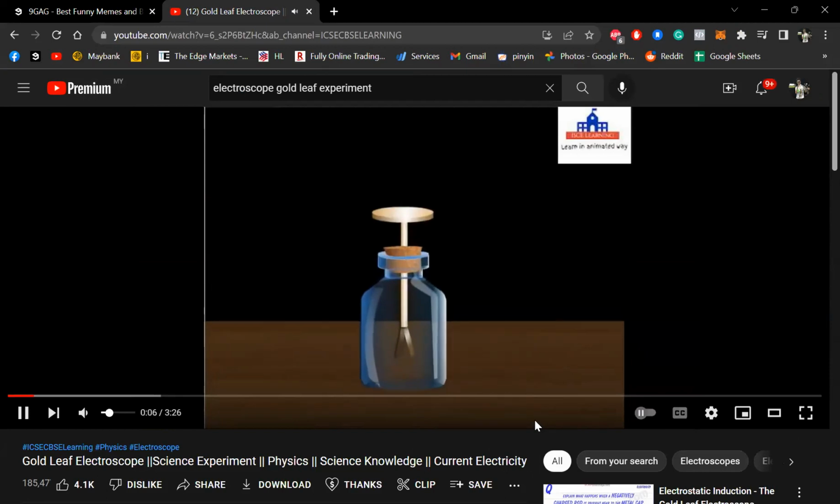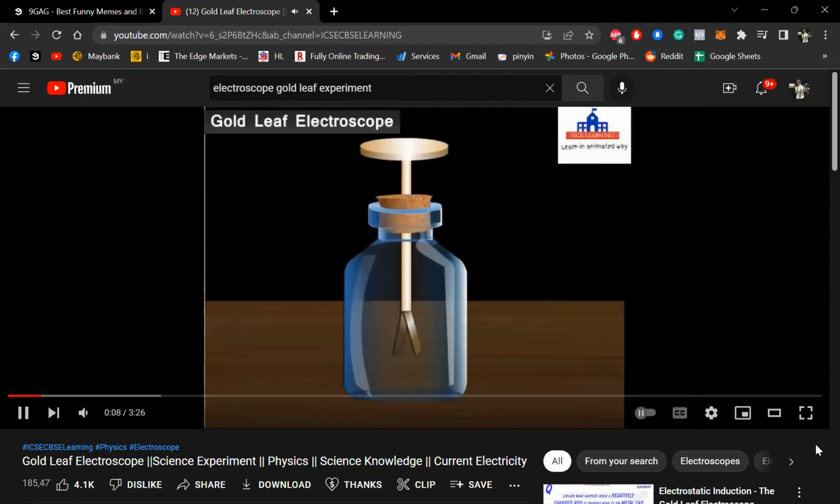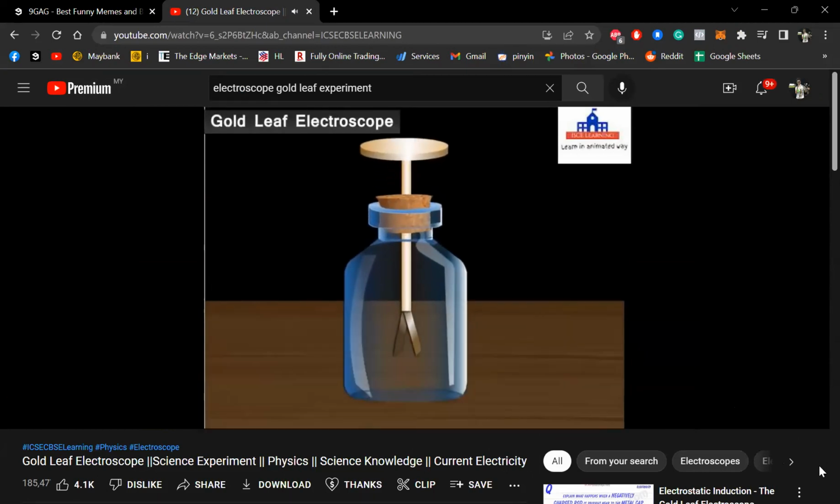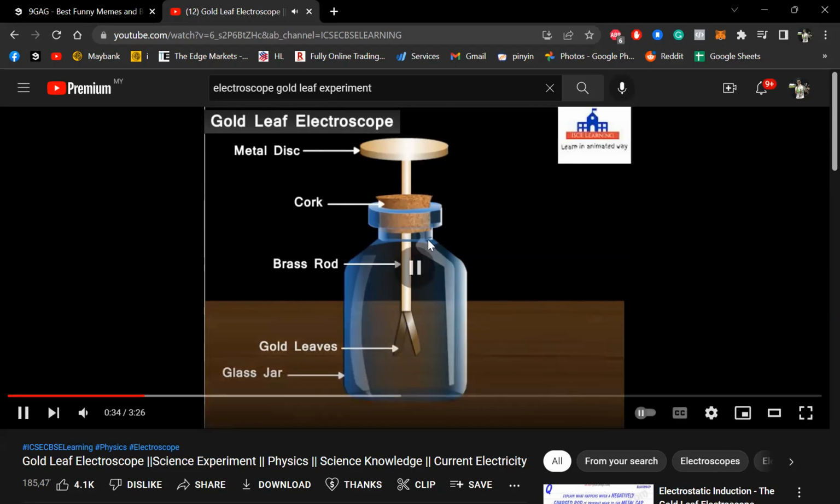Gold leaf electroscope. Gold leaf electroscope is an instrument that is used for detecting the presence of electric charge and its polarity. The instrument is also used for measuring the potential difference. The important parts of the gold leaf electroscope are shown in the picture. The two extremely thin gold leaves are attached to the lower end.